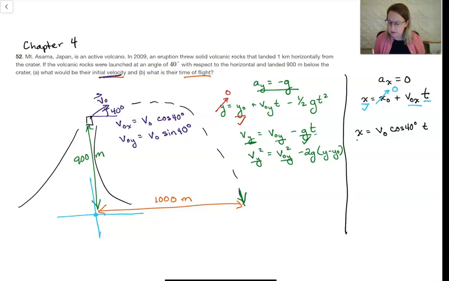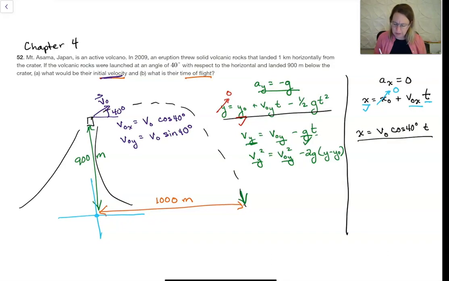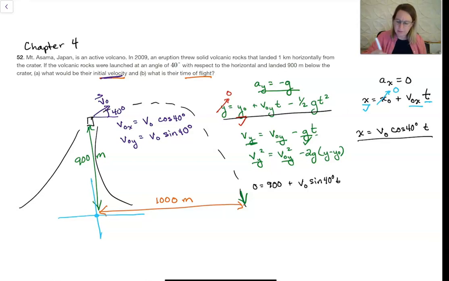I have two unknowns in this equation, and then if I look at this very first equation and rewrite it this way, I have 0 is equal to 900, right, as my Vy, plus V naught sine of 40 degrees times t, minus 1/2 gt squared. Okay, now, oddly enough, I have two equations with two unknowns because I know this.